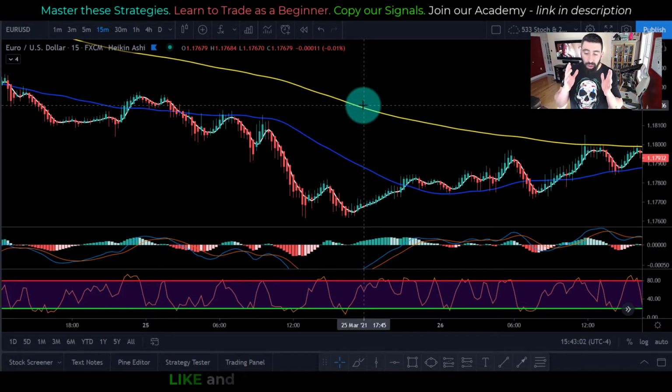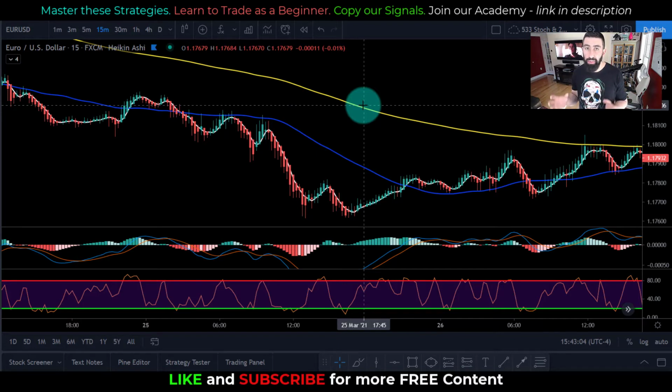All right, now what I want to do is take a quick moment here and clarify a couple of things, because I know some of you are going to be wondering various questions such as, can this be used on different assets? Can this be used on different time frames? Yes and yes to both, guys. All right, we're looking at EUR/USD on a 15-minute time frame.